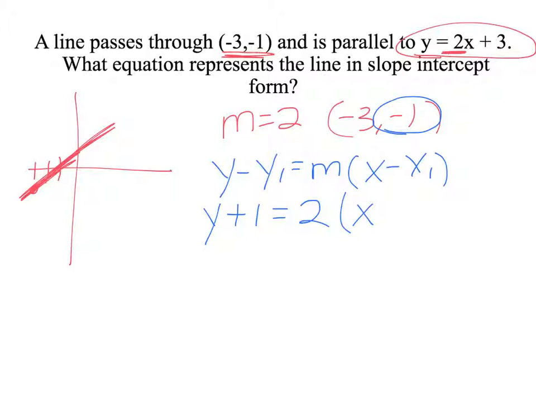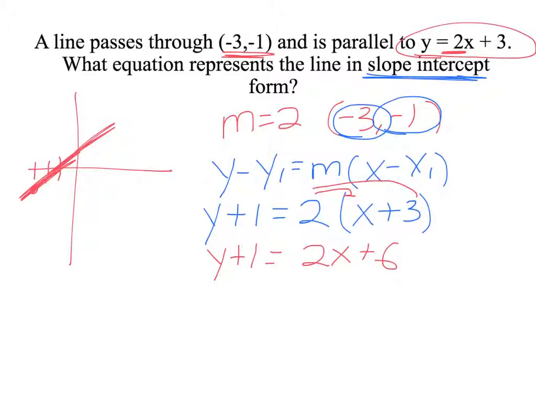And then x minus our x value, but our x value is also negative, so we're going to make that plus 3. Now this has to be an equation in slope-intercept form, so we need to solve for y. So distribute here, we have 2x plus 6, and we still have y plus 1 on the left side. Subtract 1 from both sides to solve for y, and we have y equals 2x plus 5. So this is going to go through the y-intercept right here at 5, where this other equation has the same slope of 2, but it's going through the y-axis a little bit lower down here at 3. But they're parallel.